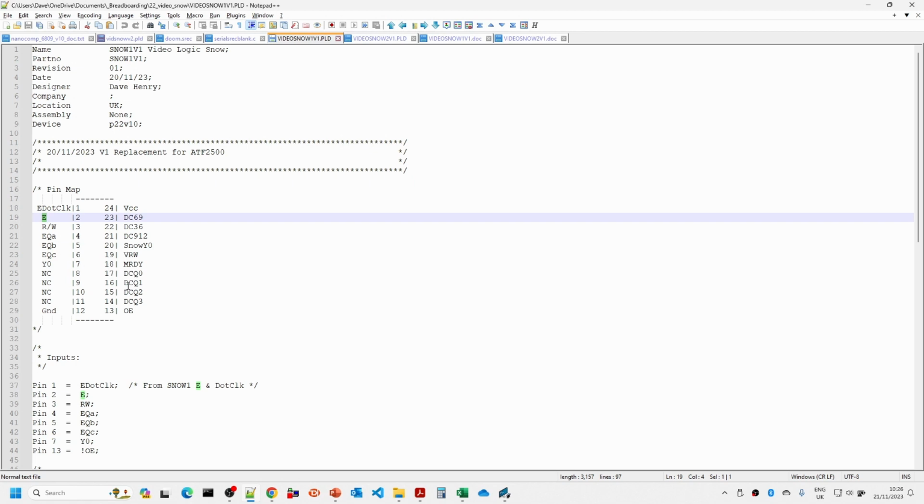Now, the other things we've got here, I'll explain the ones above in a minute, but basically this is our dot clock Q0 to Q3. This is just a counter going from 0 up to a maximum of 15 in this particular case. So it's just counting the number of dot clocks from when the E signal goes from low to high.